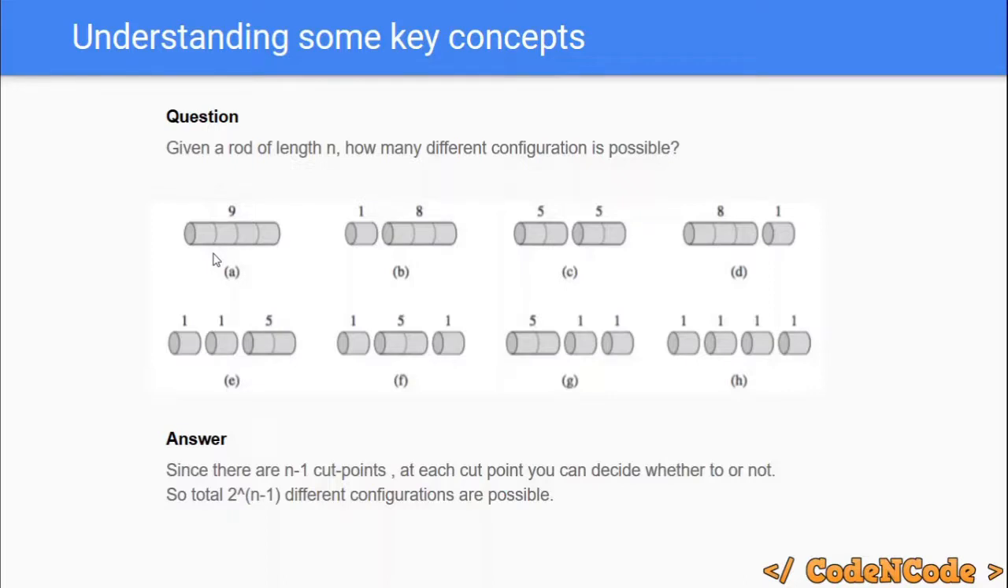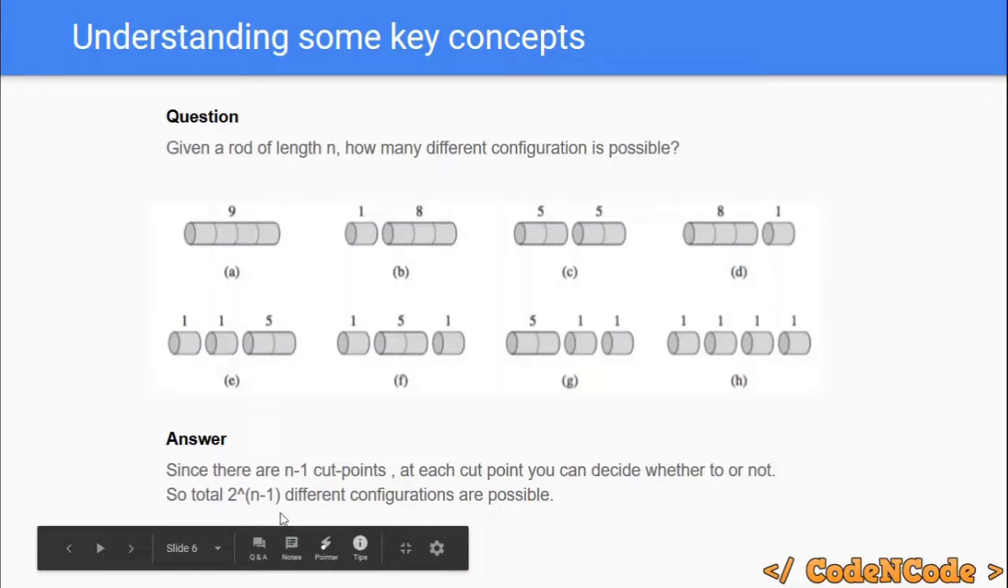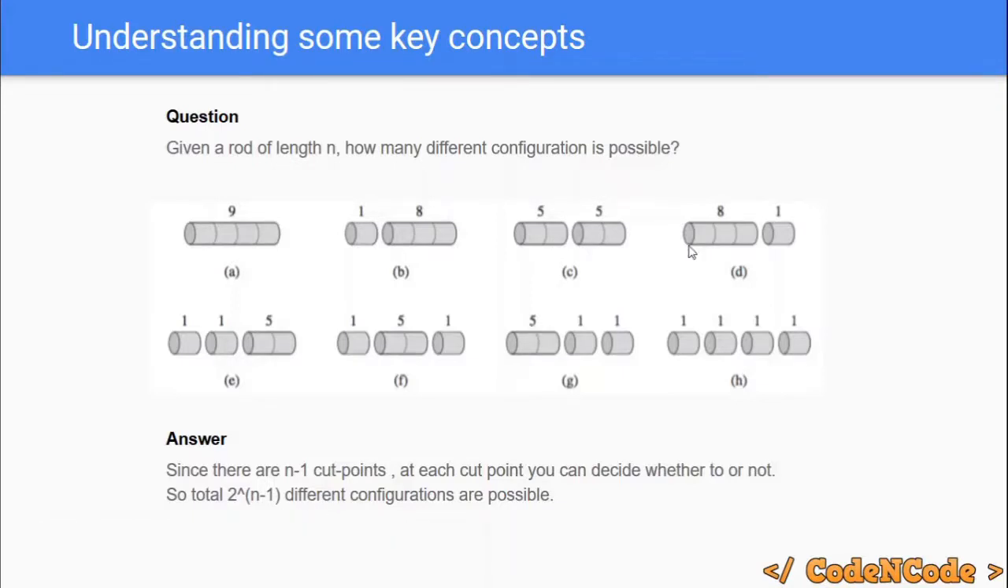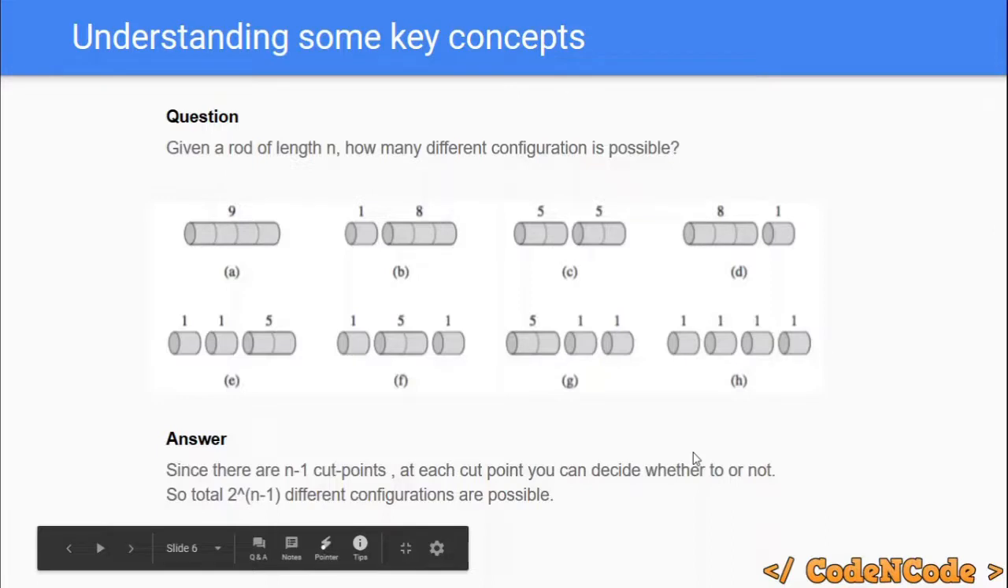So the total number of configurations would be 2 raised to power n minus 1, and that is exponential. So for n equals 11, we would have 2 raised to power 11 minus 1, that is 2 raised to power 10, that is 1024 different configurations. If the length is 100, you can imagine 2 raised to power 99, and that is just too much. Of course, exponential algorithms are just too much.